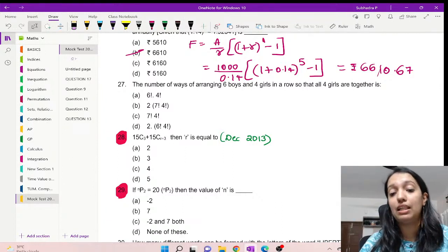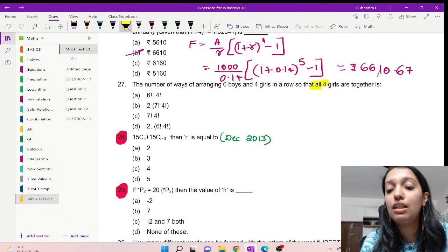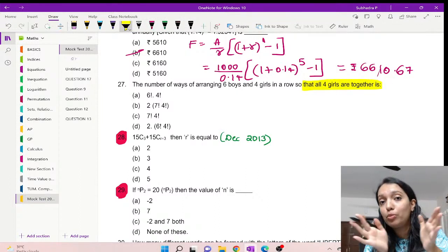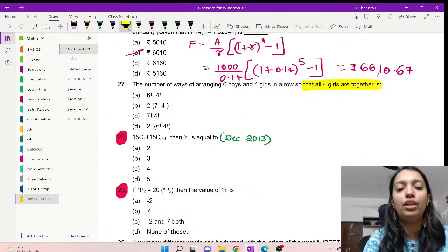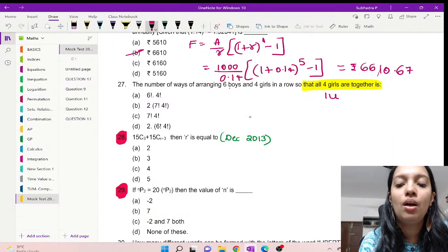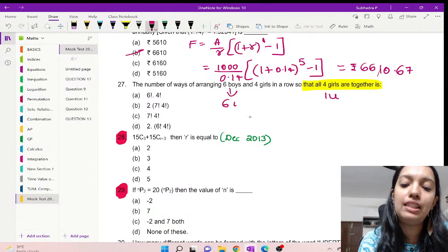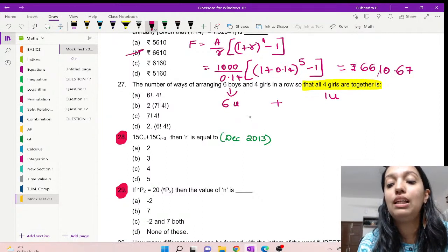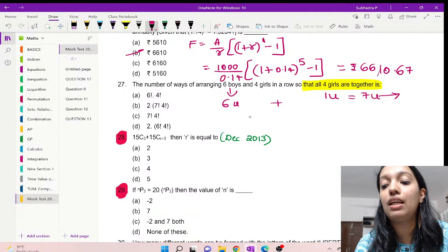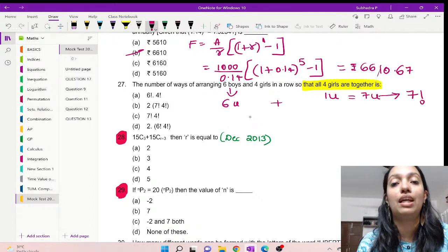But they have given one condition. All 4 girls have to be together. We have already discussed whenever they have to be together, how do you do it? You consider all 4 girls to be 1 unit. Boys, 6 boys, 6 units. So totally how many units are there? 6 units plus 1 unit, 7 units. 7 units can be arranged in 7 factorial ways.